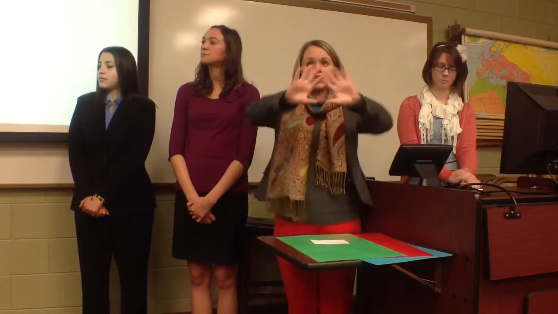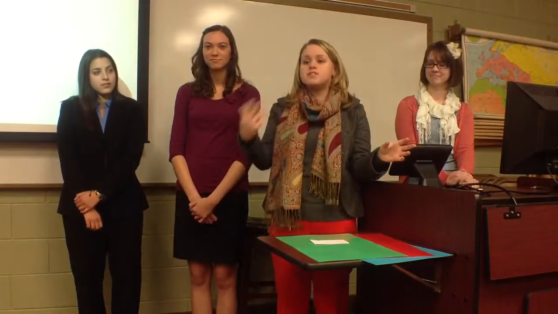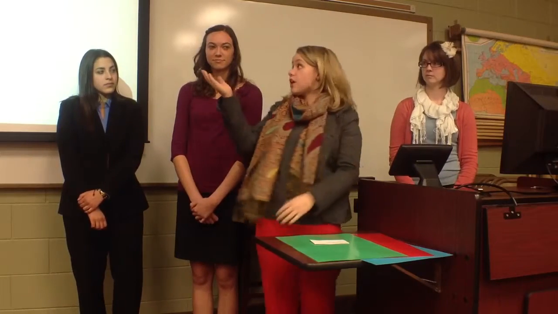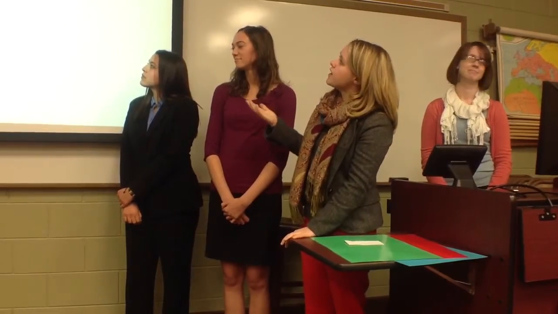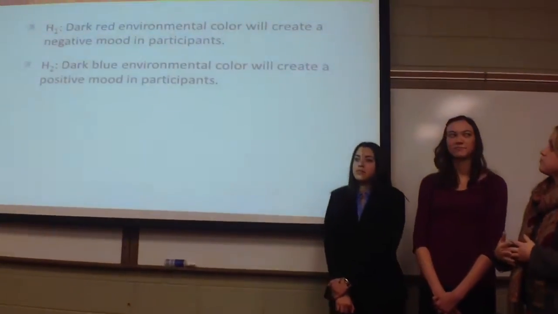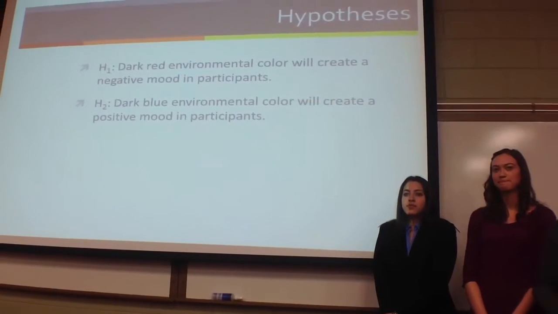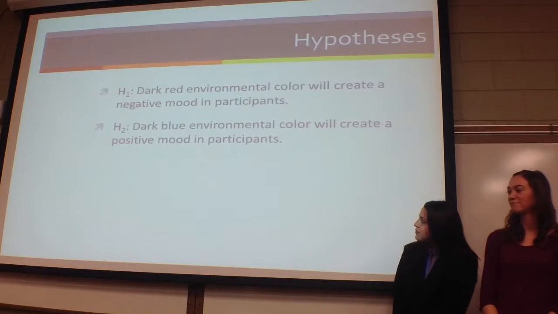First we picked two colors that were on the opposite ends of that association spectrum. So like you guys said, red makes you think of passion and excitement. Blue typically makes people think of calm, peaceful. So we chose red and blue to be our colors and came up with our hypotheses. We said that we thought dark red environmental color would create a negative mood in participants, and dark blue environmental color would create a positive mood in participants. So now, Jashlene's going to tell us a little bit about what we did for our experiment.